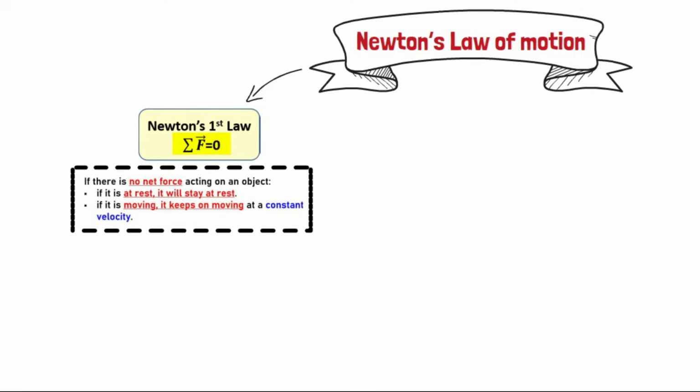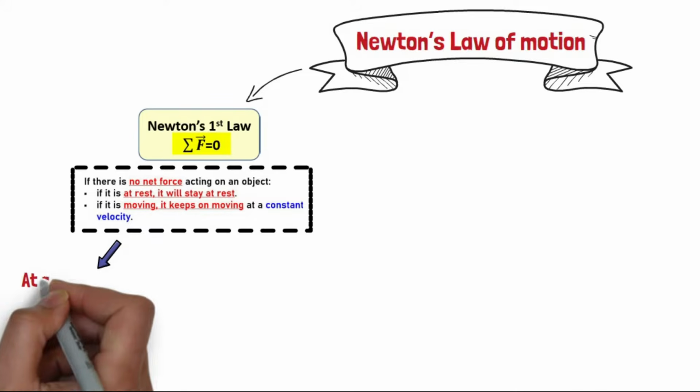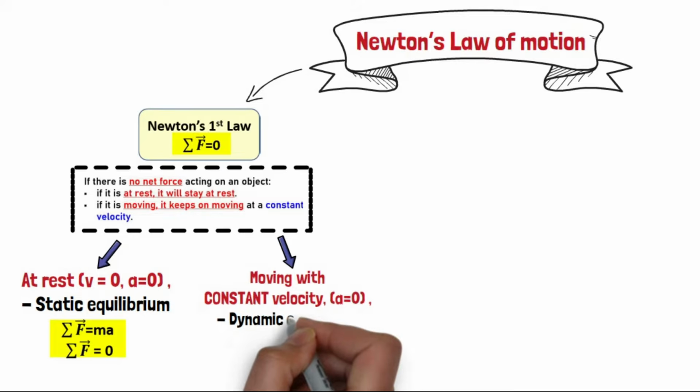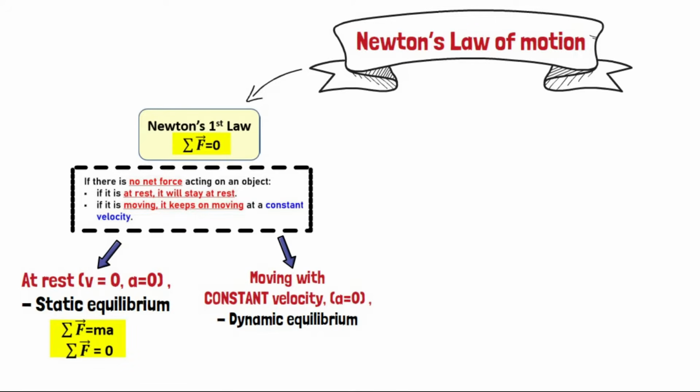So total F will be equal to 0 if the object is at rest, tidak bergerak, atau kita panggil sebagai static equilibrium. Ataupun total F also equal to 0 when the object is moving but with constant velocity. Bila constant velocity, A akan equal to 0 meter per second squared. Kita panggil objek itu sebagai dynamic equilibrium. So, total F equal to MA. So, A is equal to 0. So, total F equal to 0.